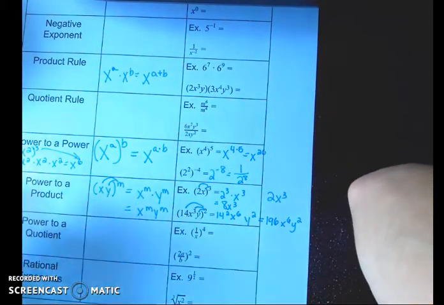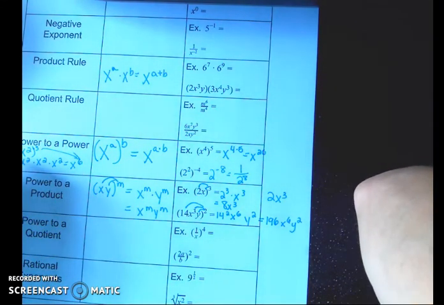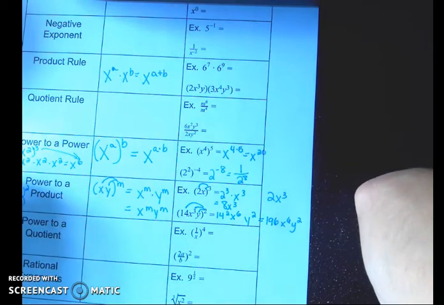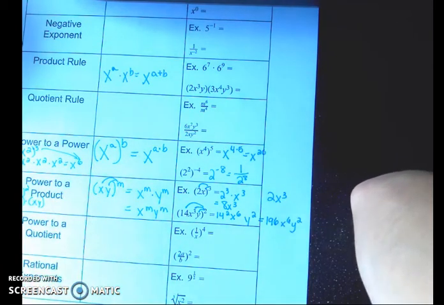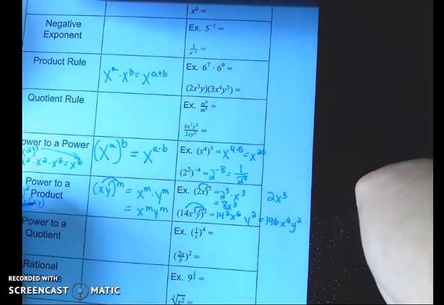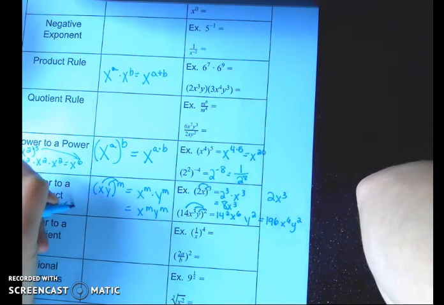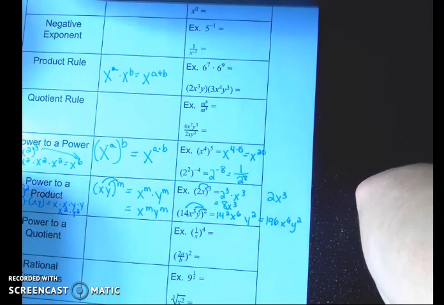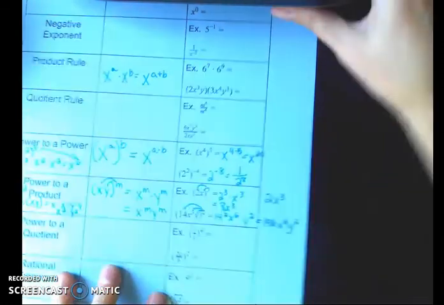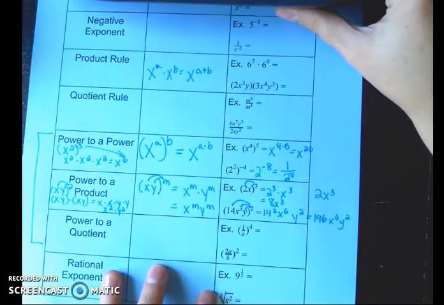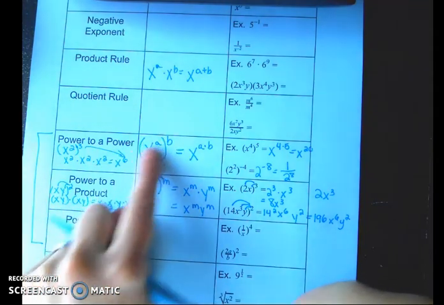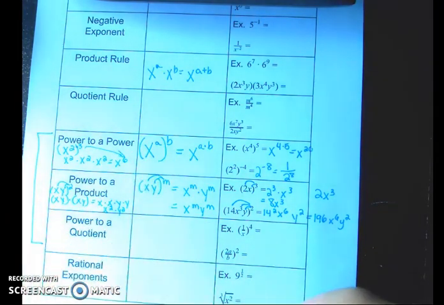So, again, why does this one work? What if I had xy squared? Well, xy squared would be xy times xy. And because I'm doing multiplication, I can kind of rearrange this, right? Multiplication is commutative. That means I have x times x, which is x squared, times y times y, which is y squared. Okay, so it's just the same as distributing that squared. So, power to a power, you multiply them. Power to a product, you kind of distribute that power.